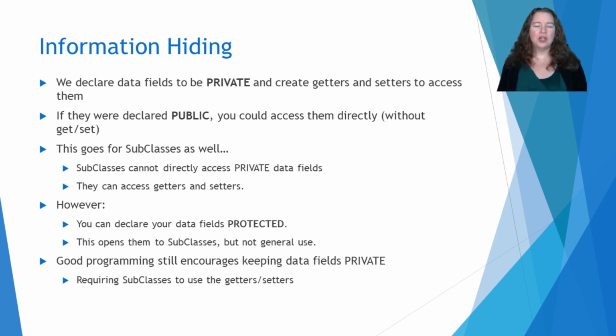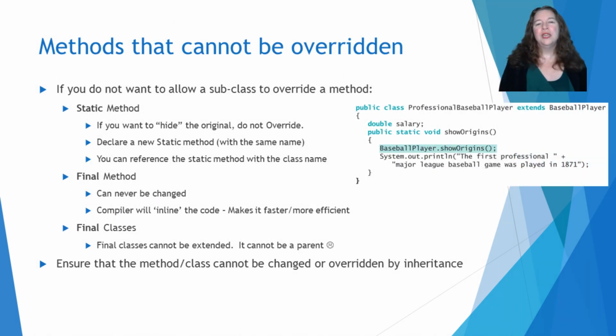Wouldn't it be better if they asked you and had to go through a method to get that information rather than just breaking into your wallet? So, good programming still encourages you to keep your data fields private. Make your subclasses use the getters and setters. That's why they're there. We can choose to make a subclass unable to override a method. By doing that, we can make them static or final.